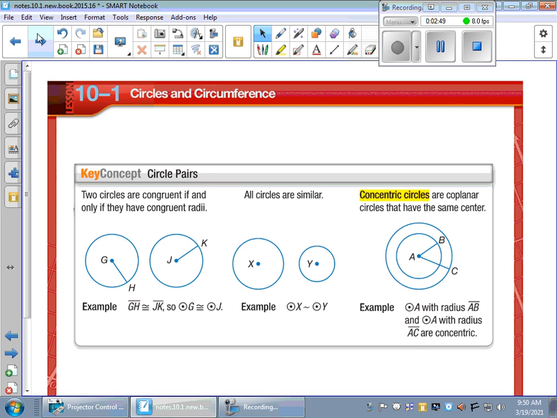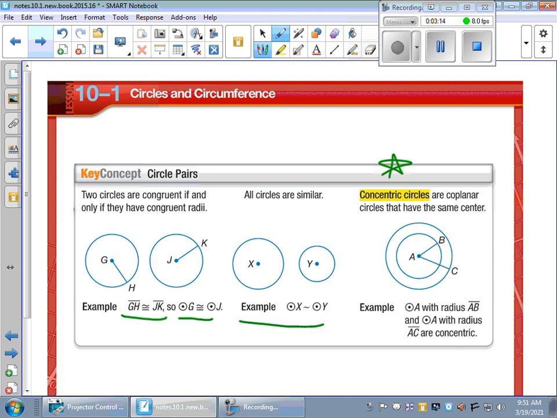Next slide here, again, some key concepts. Two circles are congruent if and only if they have congruent radii. So again, if they have the same radius, then the circles are the same. All circles are similar. And this is probably a new concept: concentric circles are coplanar. That means they're in the same plane, and they have the same center.